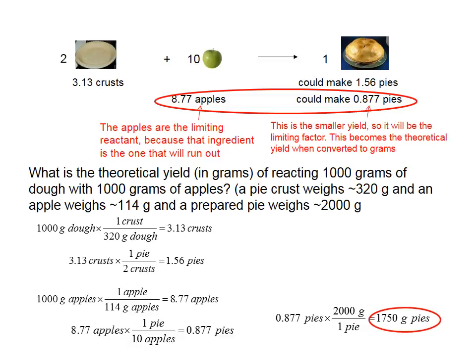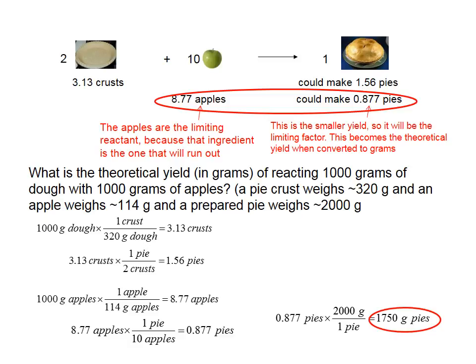Yes, I know you can't make a half of a pie, but we're just approaching this as if we would in a chemical reaction. Same thing with the apples. I go and I say, okay, well, what about apples? How many pies can I make from the apples? Well, with 1,000 grams of apples, and each apple is about 114 grams, that's 8.77 apples, and I need 10 apples per pie. That's only 0.877 pies.